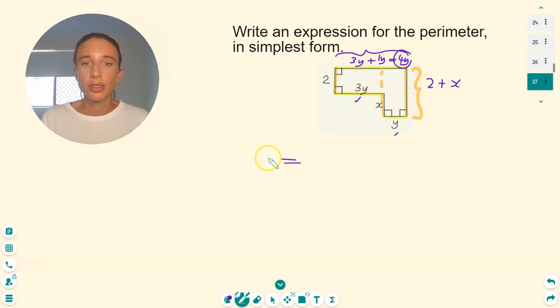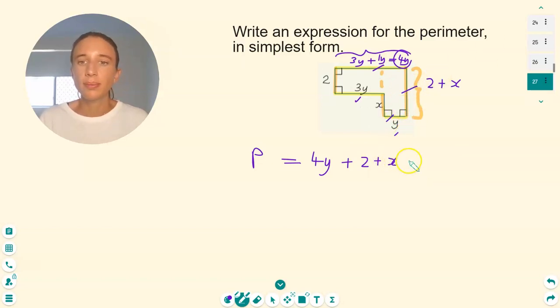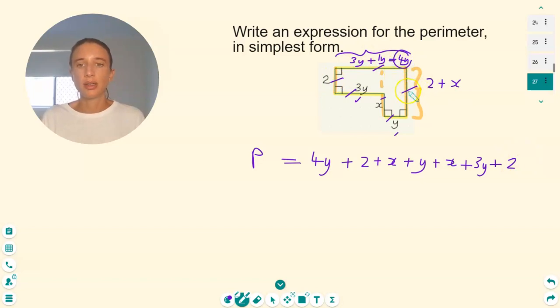So we got perimeter is 4y plus 2 plus x, crossing off as I go, plus y plus x, don't forget this little guy in here, plus 3y plus 2. And then I'm back to the beginning.